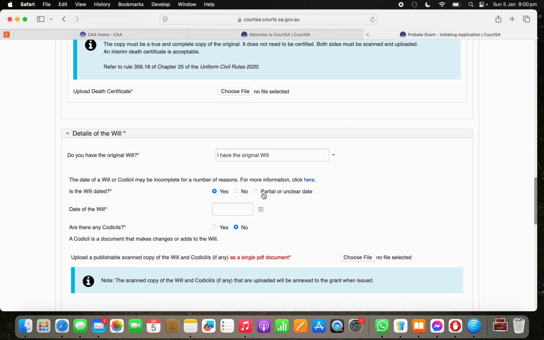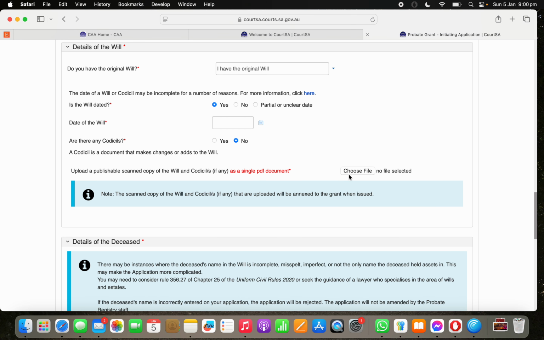And then just a general warning, you'll see it all over Court SA, but a general warning about original wills and original codicils is that if there are staples holding them together or clips holding them together, please do not pull out the staples or pull off the clips, and alternatively, don't add any. The way that you find or receive those documents is the way that you should be submitting it to the probate registry.